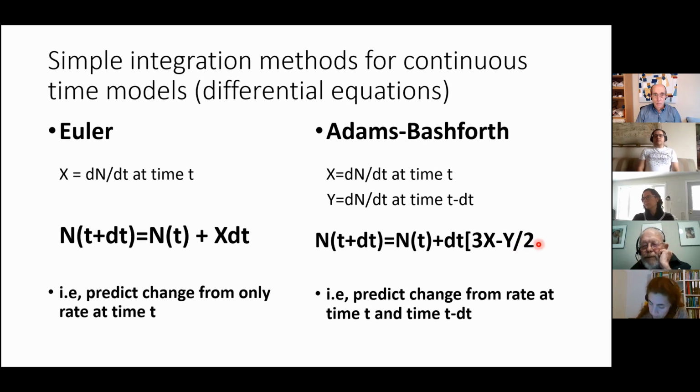Divided by 2. So I'll show you how we do this. What happens when you use two of these derivatives is that you recognize that as you're predicting forward in time, the dynamics are curving. Exponential growth creates a curve in time. And using the derivative at 2 times lets you correct for the emerging curvature in the dynamics over time.